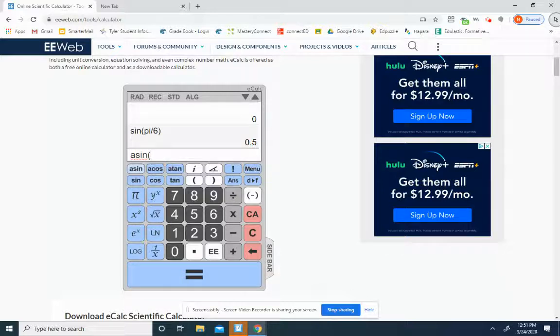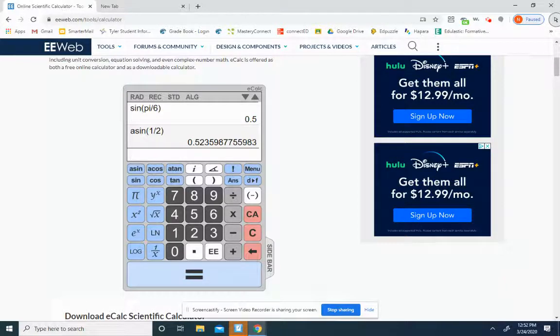Basically, A sine is the same thing as inverse sine. So let me refresh that. If you need to do an inverse function, A sine is the same thing as sine inverse. So say you wanted to find inverse sine of 1/2. That's how you would find it.